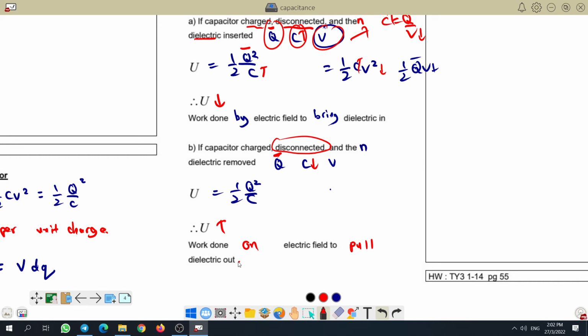Nah, dia ada daya tarikan antara dielectric dengan itu. So kalau kamu pull, kamu kena gunakan daya. So energy dia increase. Same like spring. Kita mau pull dia kan, semakin jauh kan. So U tu energi yang elektrik tekan, bukan kita. Of course the electric, bukan kita. Energy stored in the capacitor.